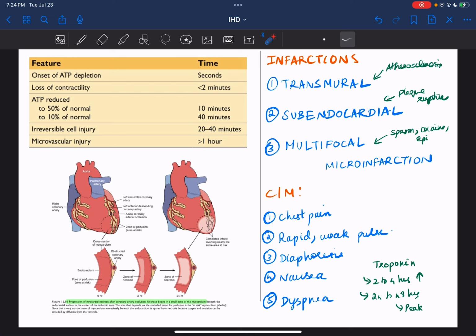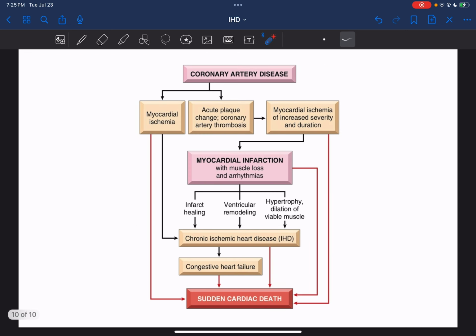Okay, what are all the clinical manifestations that you will see in a patient presenting with myocardial infarction or your heart attack? Number one, chest pain, very classic, angina pectoris. And then rapid and weak pulse. The pulse will be rapid, quick, but it will be very weak, very subtle, very feeble to feel. Okay, and then there will be diaphoresis, excessive sweating. There will be nausea, feeling like vomiting, and then dyspnea, difficulty of breathing. And as I said, troponin levels will go up in 2 to 4 hours, and they will peak in 24 to 48 hours after your myocardial infarction starts.